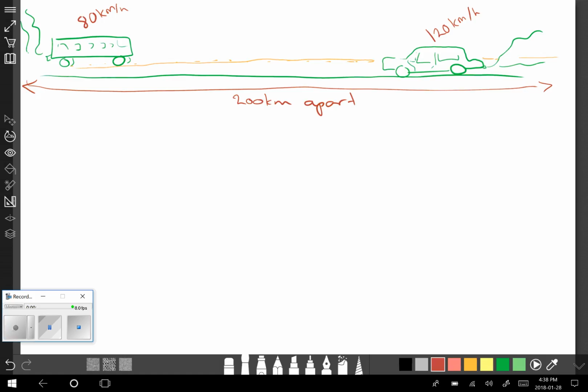And by the way, before we get into the math here, I realized after I drew this that it looks like they're both driving on the left-hand side of the road. So we'll just pretend this is in New Zealand or something.